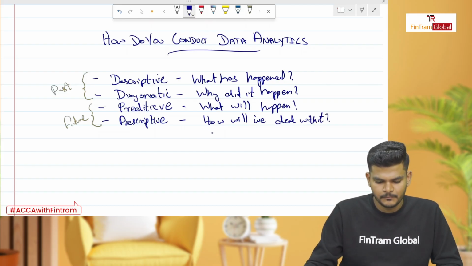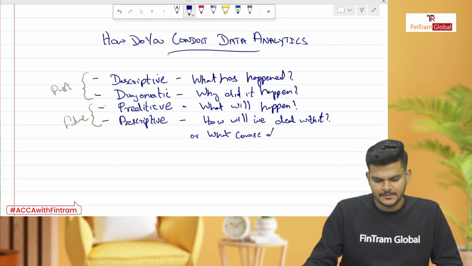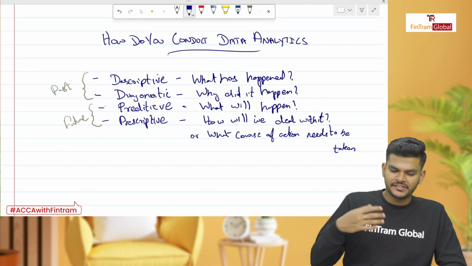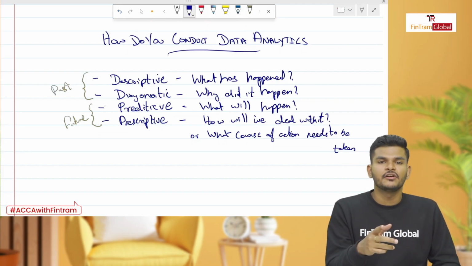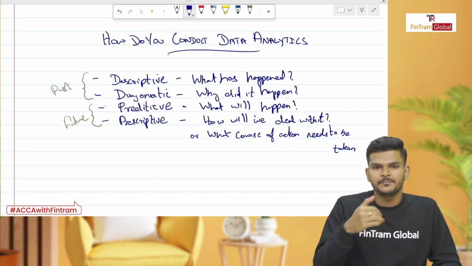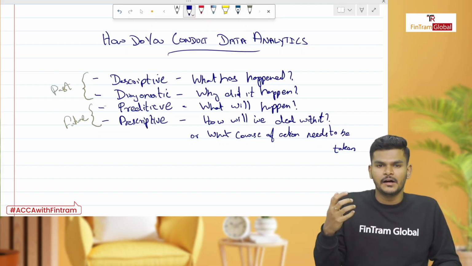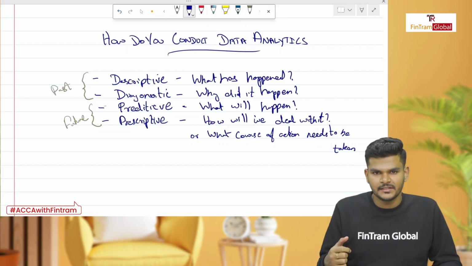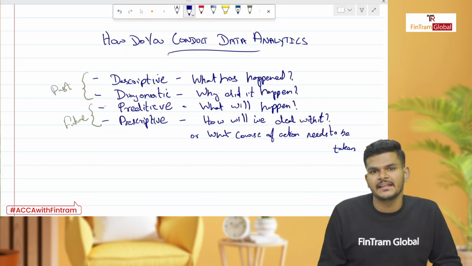In other words, what course of action needs to be taken. Okay, folks, so this is what we do in prescriptive analysis. So in descriptive, what has happened? Diagnostic, why did it happen? Predictive, what will happen? And then prescriptive, how will we deal with it? Or what kind of course of action can we take against that particular thing?